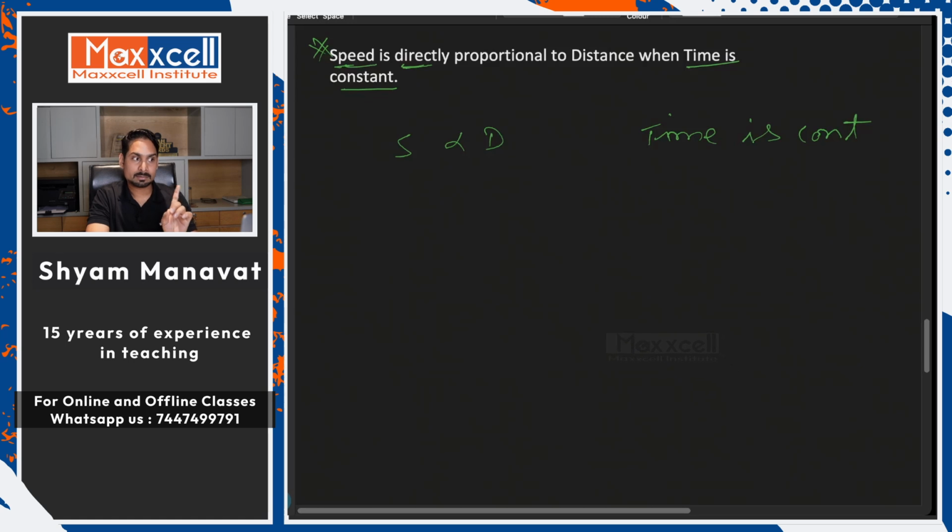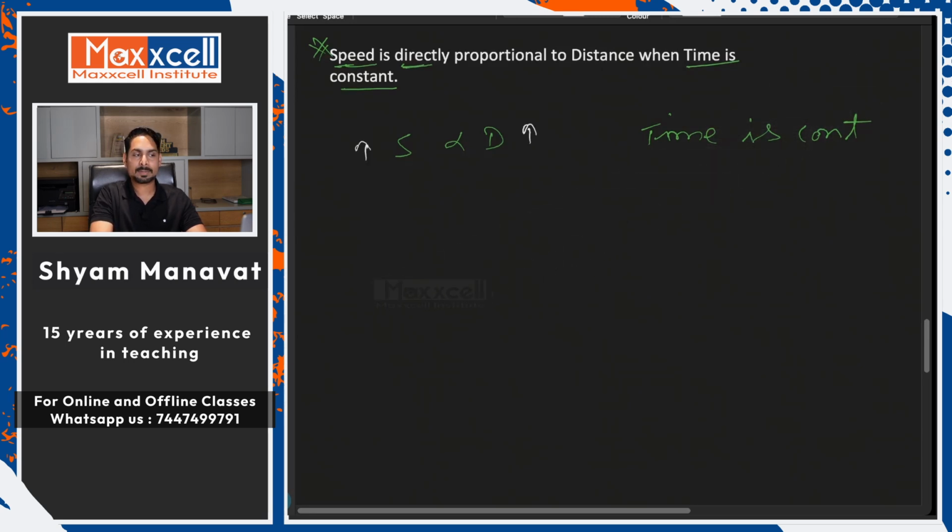Speed is directly proportional to distance when time is constant. If time is changing, then you can't say they are directly proportional. Speed is directly proportional to distance only when time is constant. All right, great. So in this case, if speed increases, distance also increases.